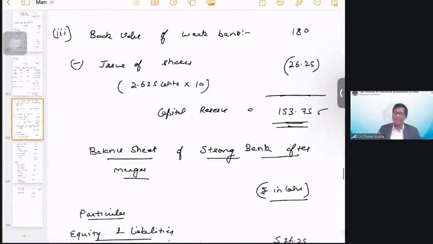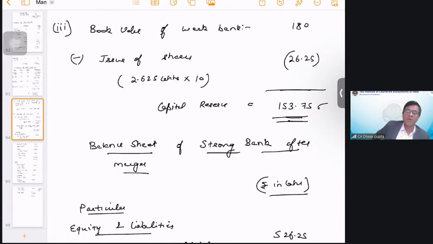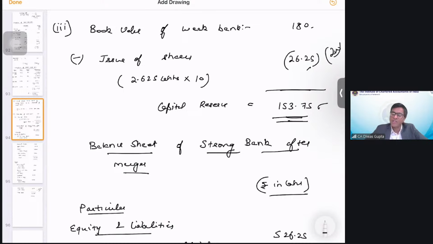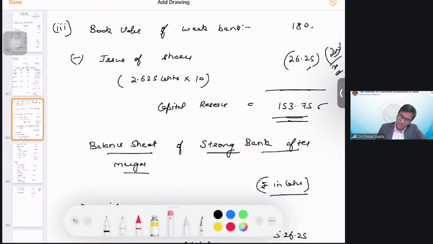So the concept is very simple and easy, students. In case of a balance sheet of a merger and acquisition, first we need to calculate the goodwill or capital reserve. Have we purchased it on premium? The goodwill would have come. Had we purchased it on discount, the capital reserve has come. For example, instead of 26.25, let's say we had issued 200 worth of shares. Then the extra amount of 20 that we have paid would have represented goodwill, not capital reserve.